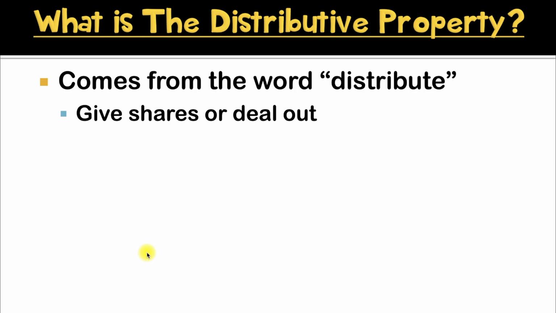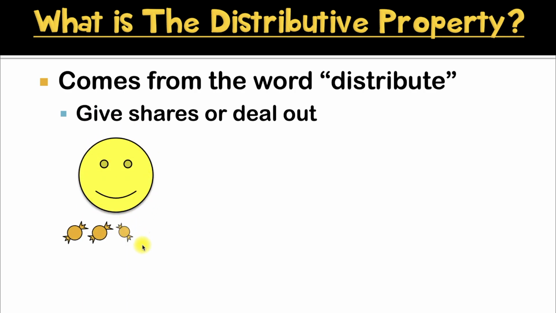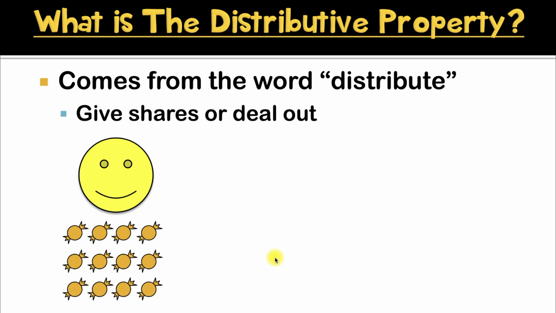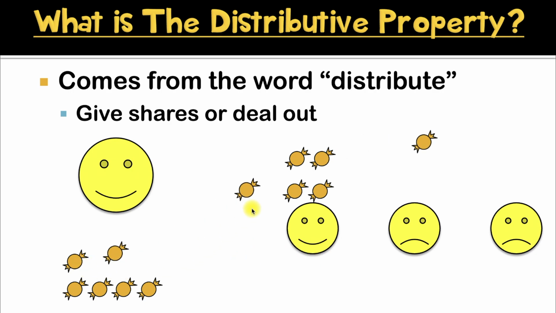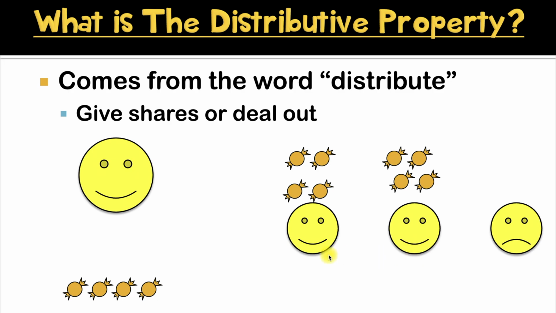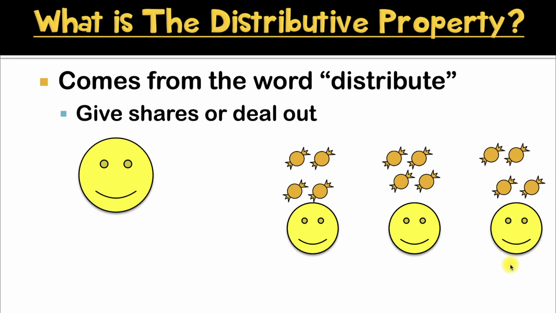No numbers necessary. So let's say this person here has lots of candy, and these 3 people here have none. If this person were to distribute this candy, that means that they would give out equally candy to each person. It would be kind of like this. We would distribute candies to the first person, they'd be happy. Then we would distribute candy to the second person, then they'd be happy. And then finally, we would distribute candy to the third person, and then they'd be happy. So you could say that the candy was distributed to each of these people.